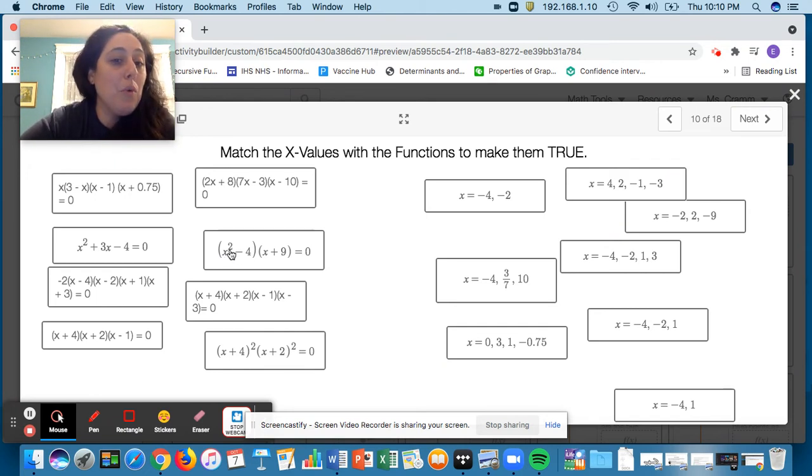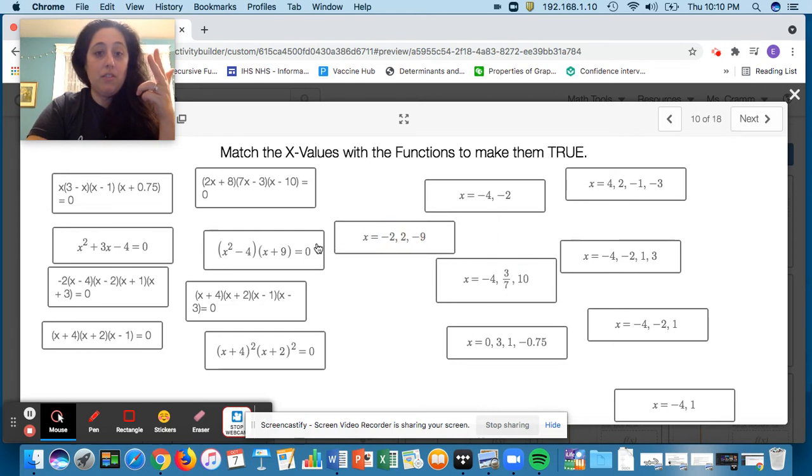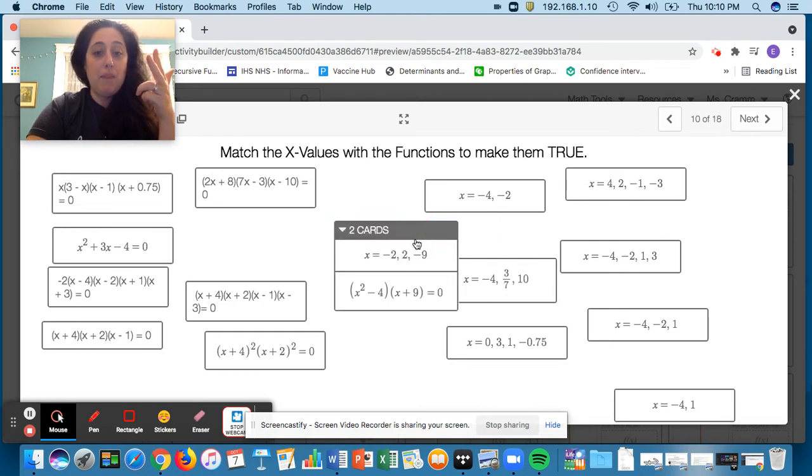So I'm looking where x is either a 2 or a -2, right? And then in this one, what would make this factor a 0? Okay, so hopefully you said -9. So -9 plus 9, that's 0 also. So I'm looking for 2, -2, and -9, right? So here, these two are a match.